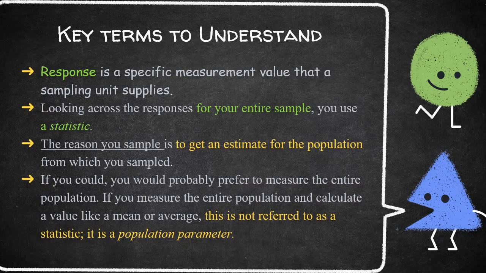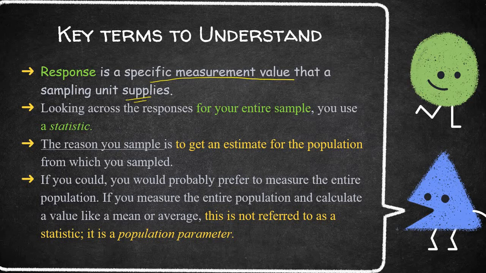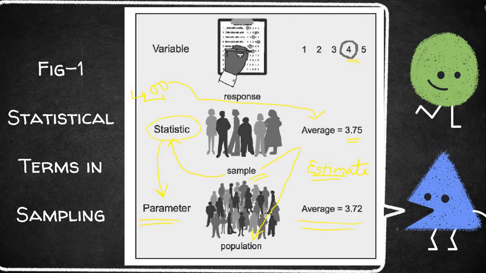Let's focus on the key terms. Response is a specific measurement value that a sampling unit supplies. A sampling unit is basically, let's say, your respondent. They are supplying a specific measurement value. As you could see here, this person is supplying, let's say, 4 on a given attribute for the given question. So this is actually a response. Now, looking across the responses from your entire sample, you arrive at a statistic.